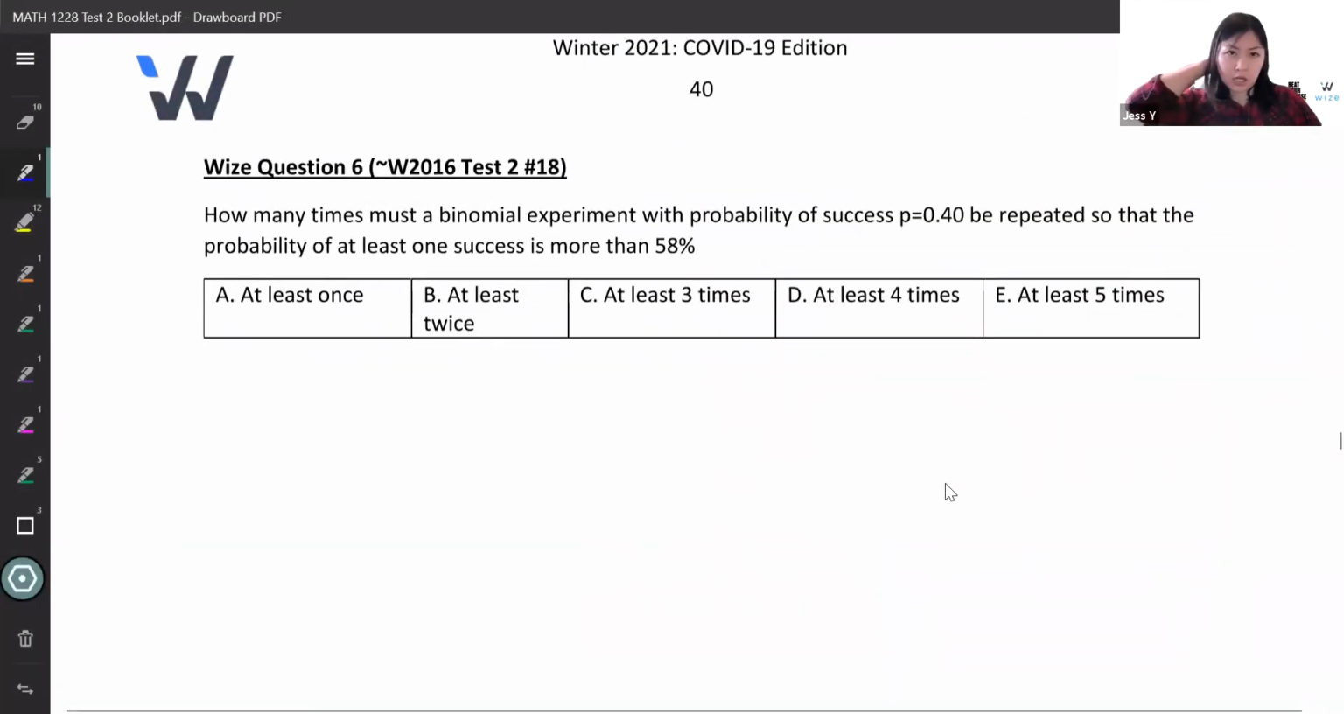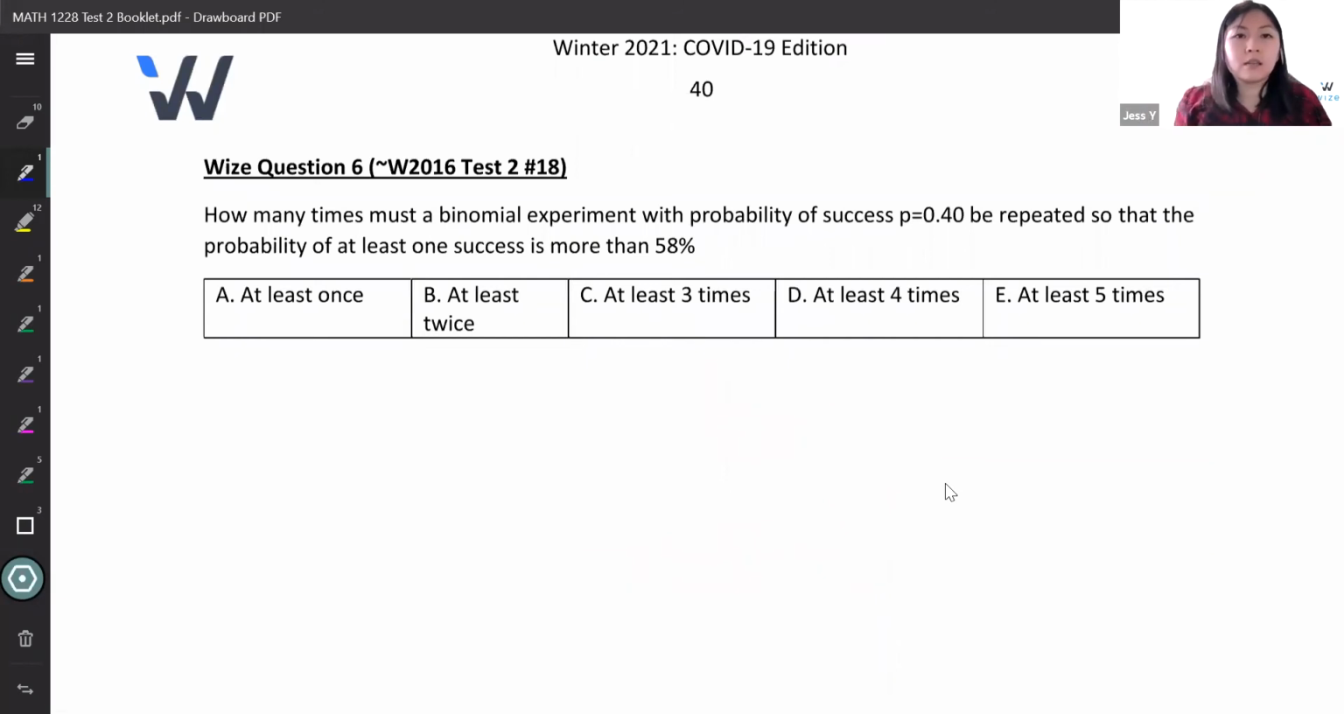So here's a question that is similar to one of the past test questions. They're asking how many times, so again, they're looking for n, must a binomial experiment or Bernoulli trial with probability of success 0.4. So if we know P is 0.4, the opposite Q is going to be 0.6, right?